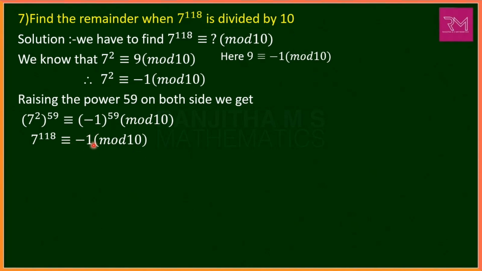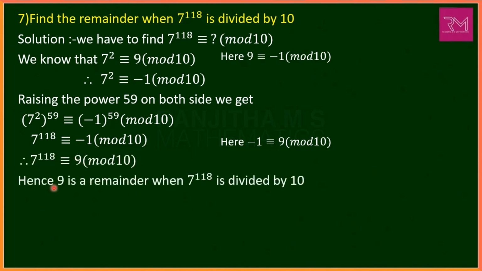Next step, we have to reduce this to a positive value. We can take minus 1 is congruent to 9 modulo 10, this satisfies. So in the place of minus 1 we can substitute 9, therefore we get 7 power 118 is congruent to 9 modulo 10. Therefore we can conclude that 9 is the remainder when 7 power 118 is divided by 10. This completes the problem. We shall move on to another problem.